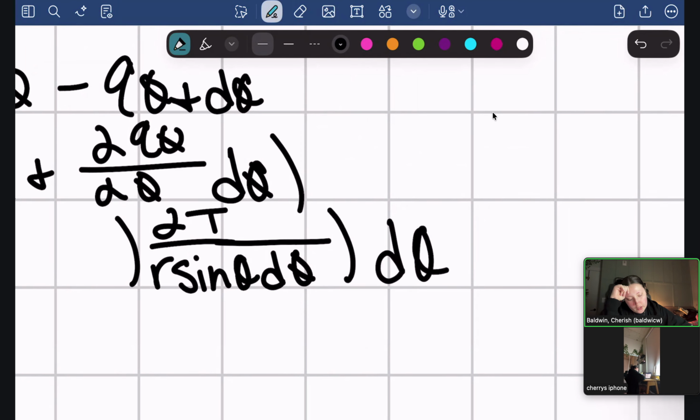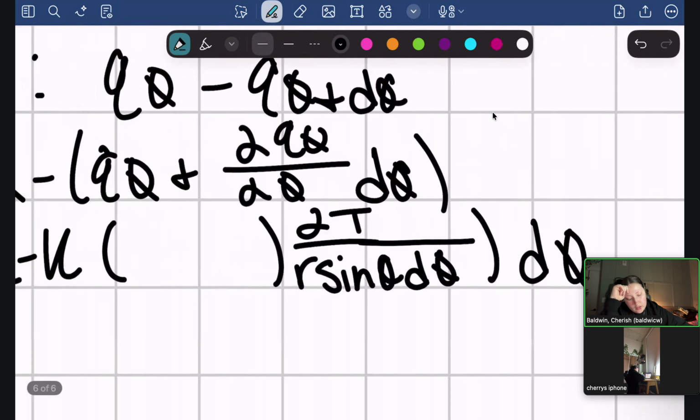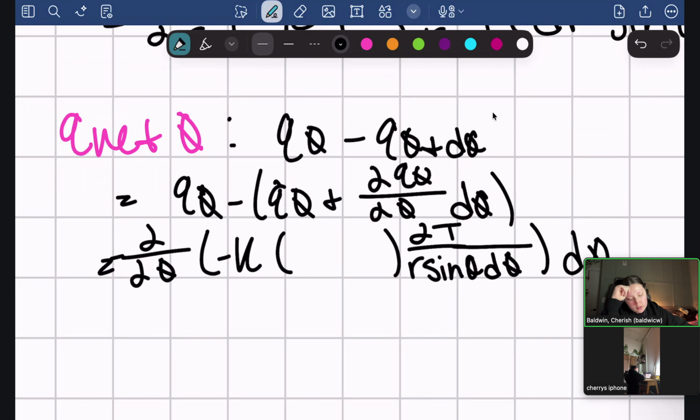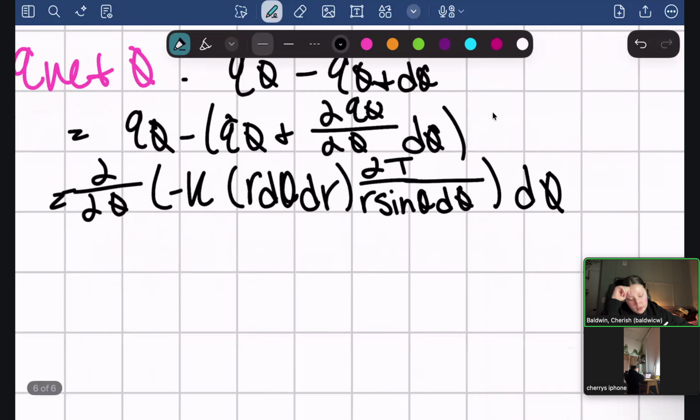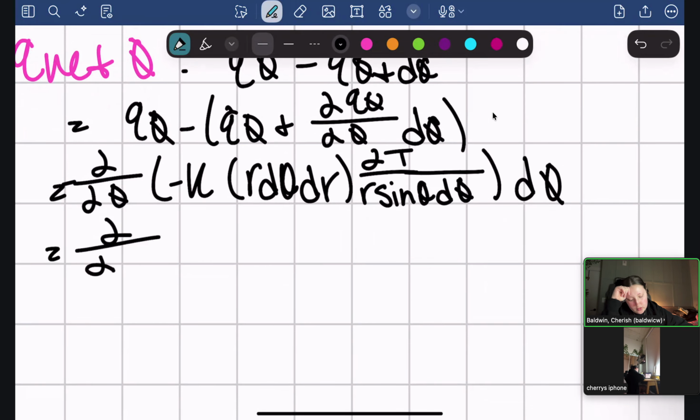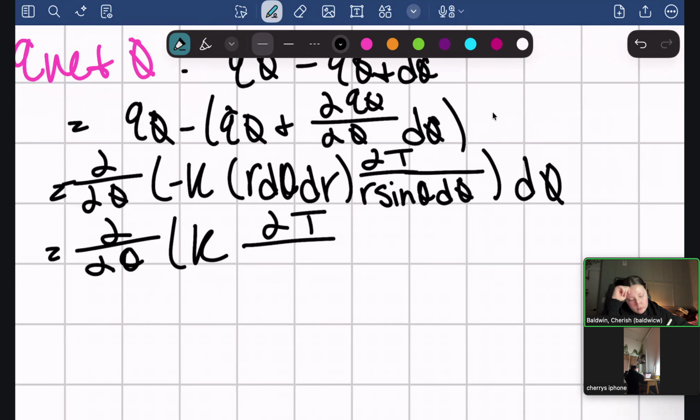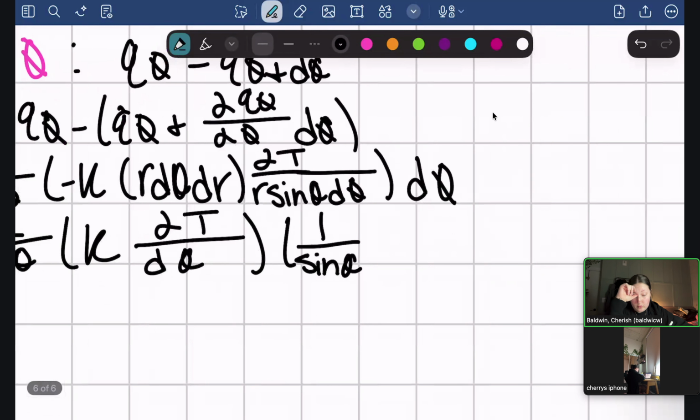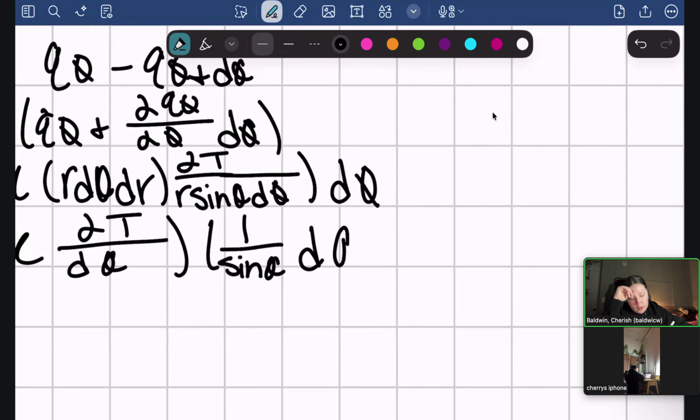D phi out here. And the area for this is R d theta dr. And after it cancels and simplifying, you get R, you get K, you get 1 over sine theta d theta d phi dr.